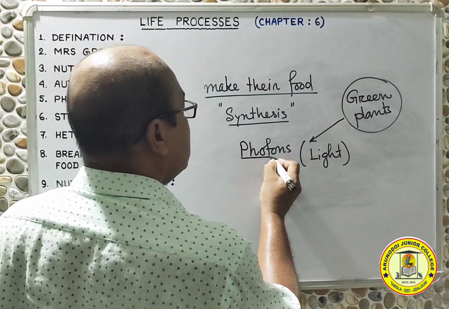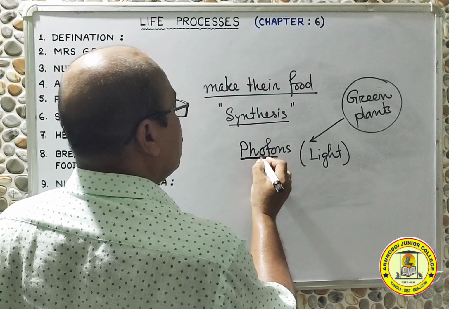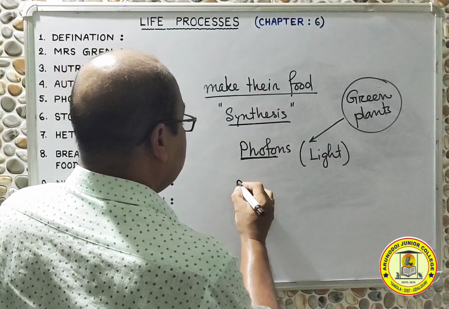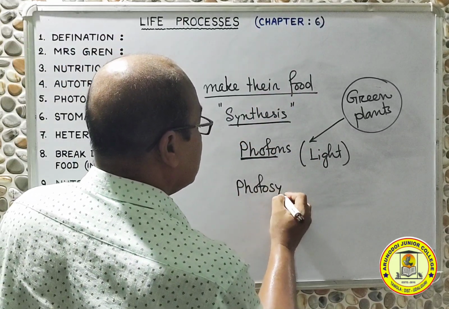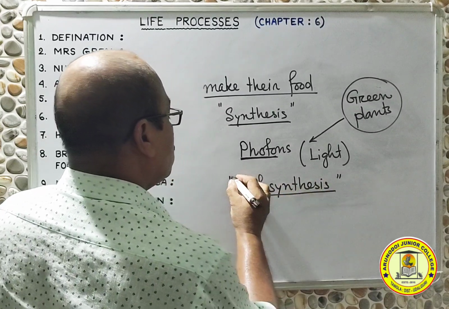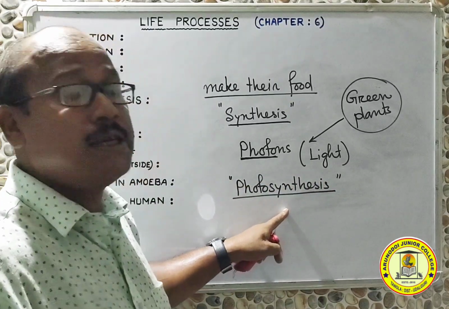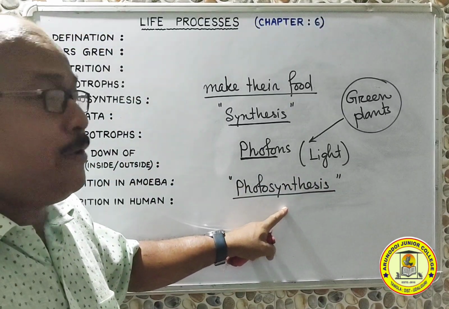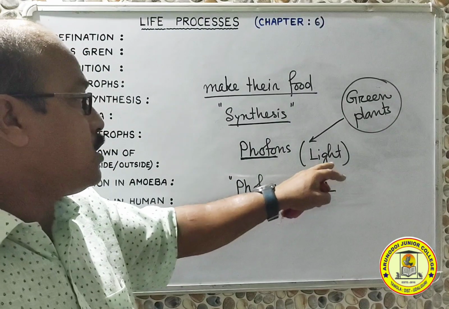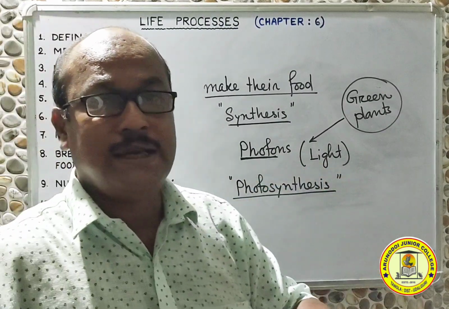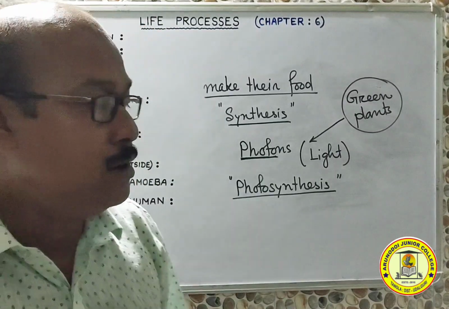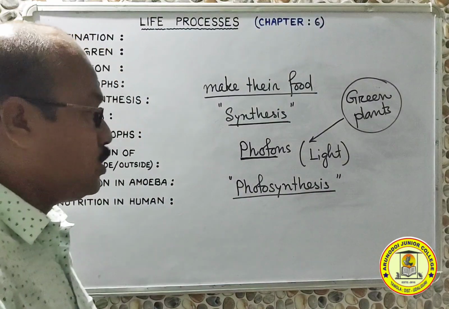From the photons we will take the first part, photo, and then there is synthesis. If we combine them together, it becomes photosynthesis. So what is photosynthesis? Photosynthesis is the process by which the green plants make their own food in presence of sunlight by utilizing carbon dioxide and water in presence of the chlorophyll.